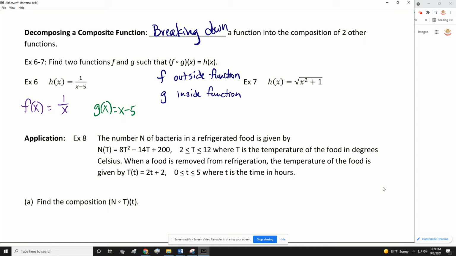All right. And then when I look at example 7, when I look at that h, I think of the parent function, that's just the square root, f of x is the square root of x. And then when I start thinking about what I would put in for that x to get that h, it's going to be x squared plus 1. That's my inside function.